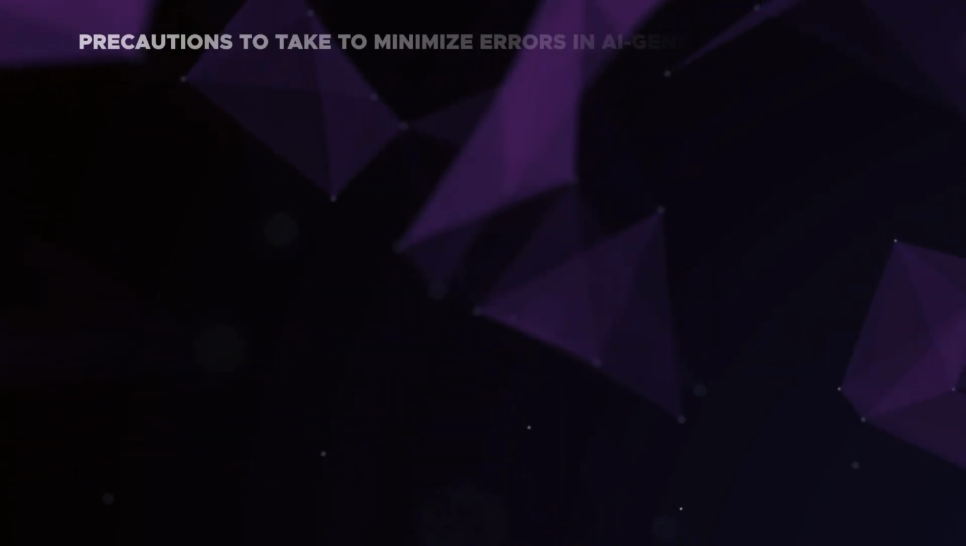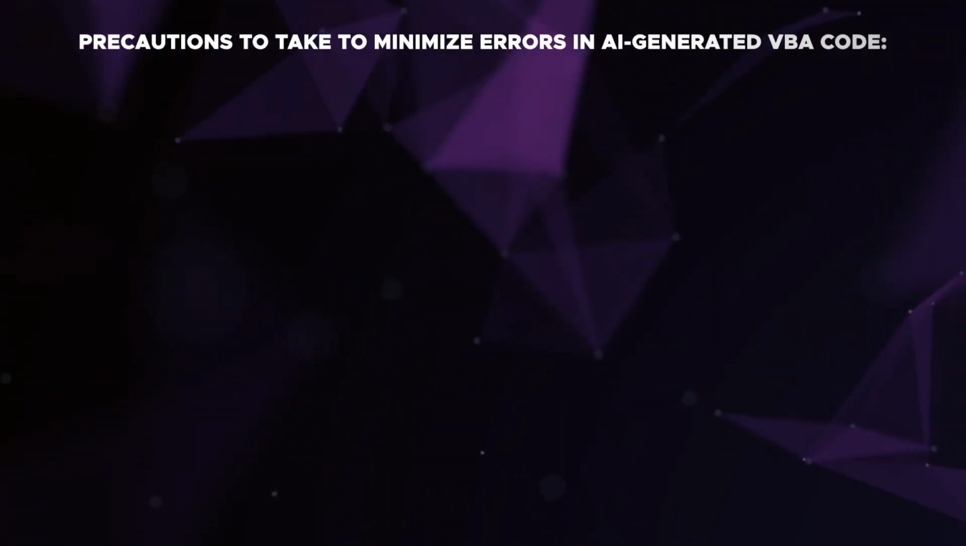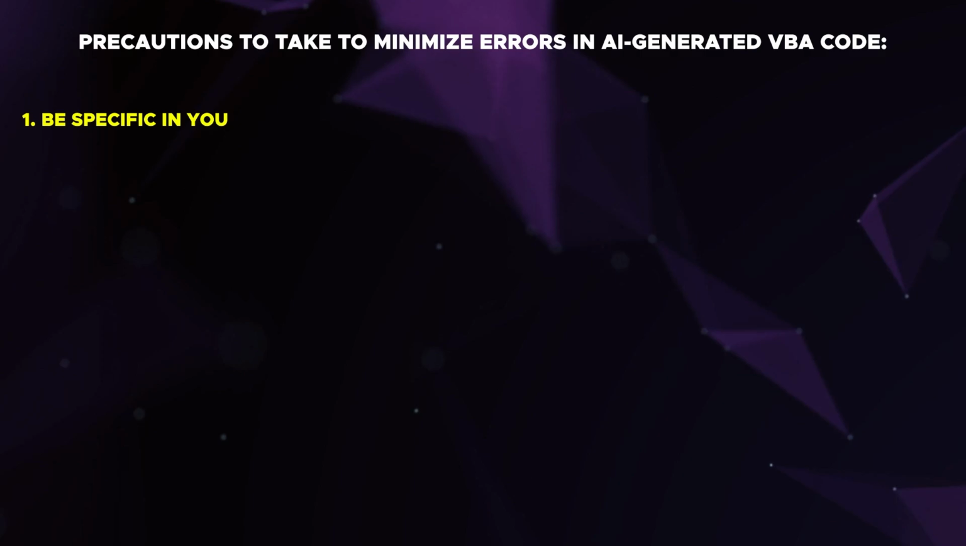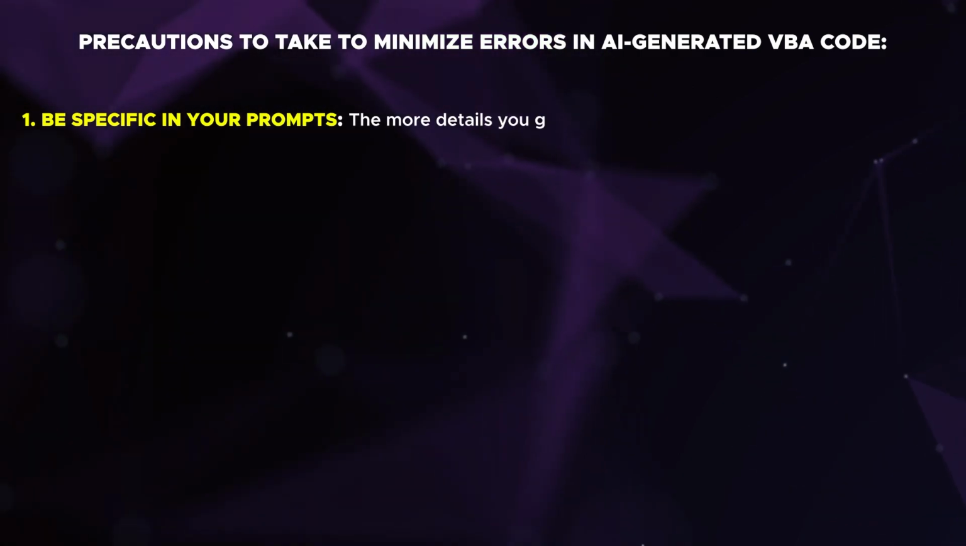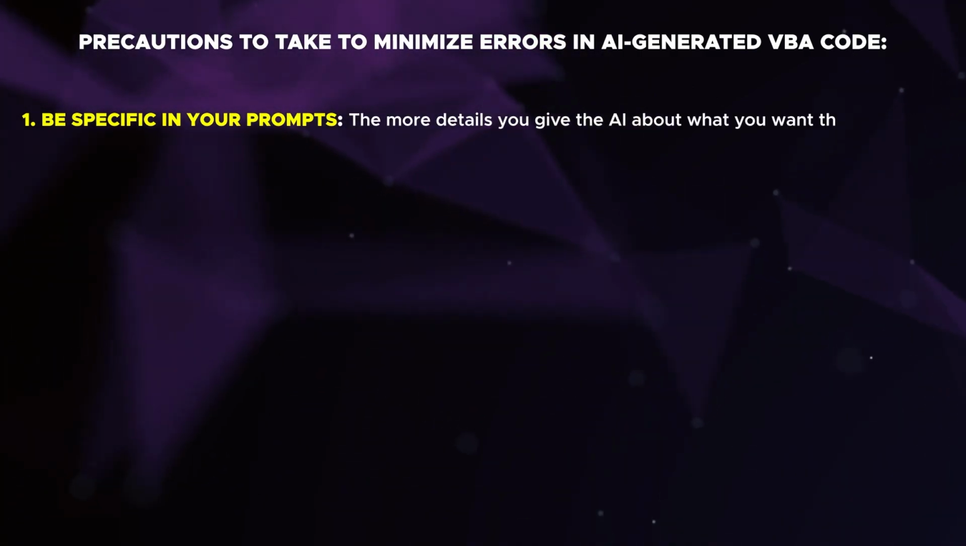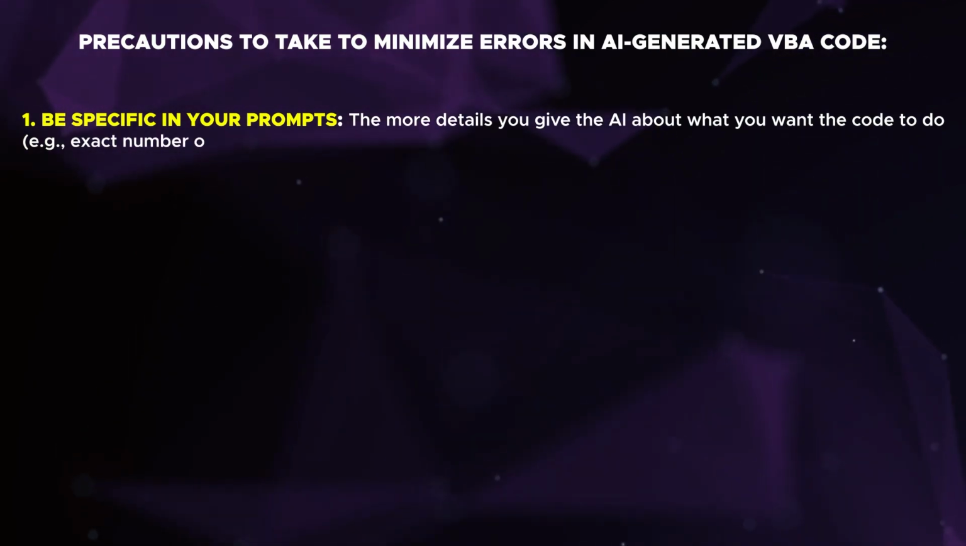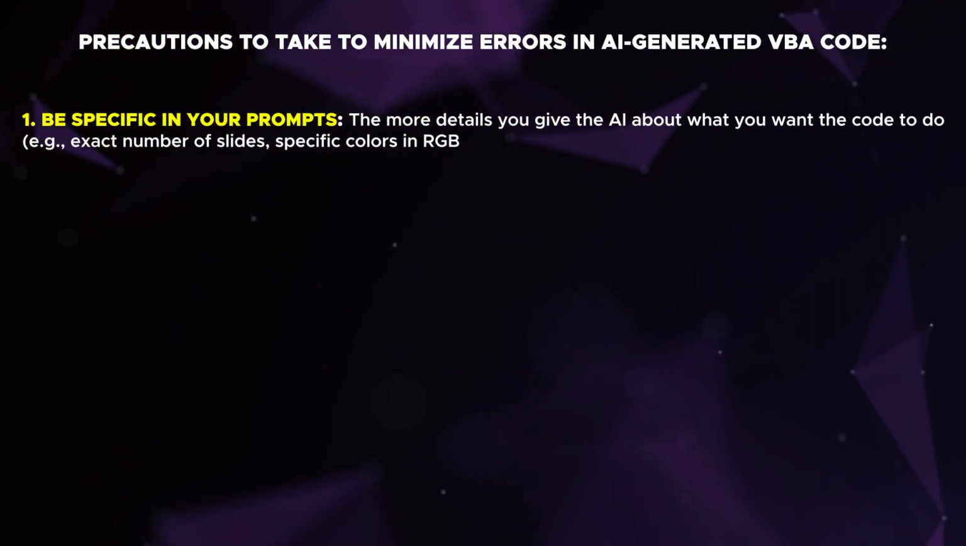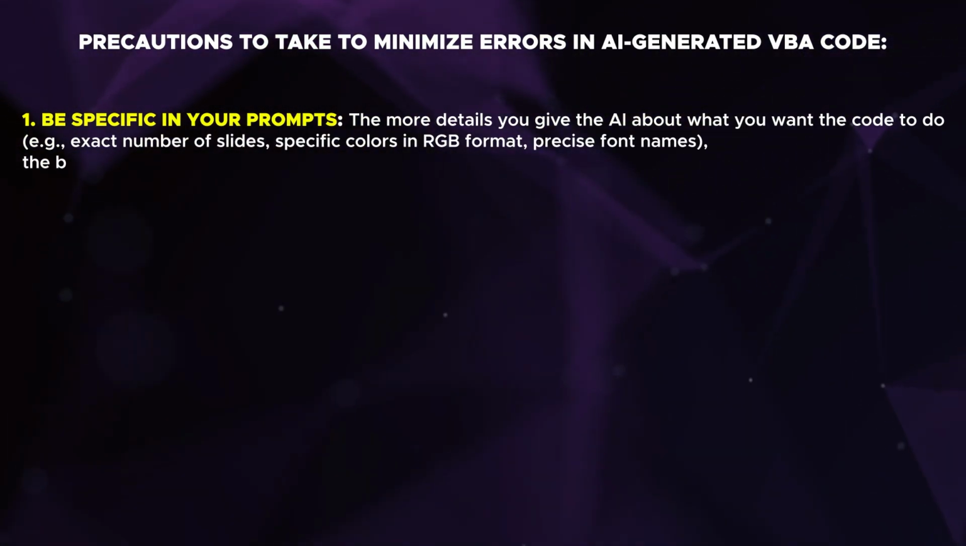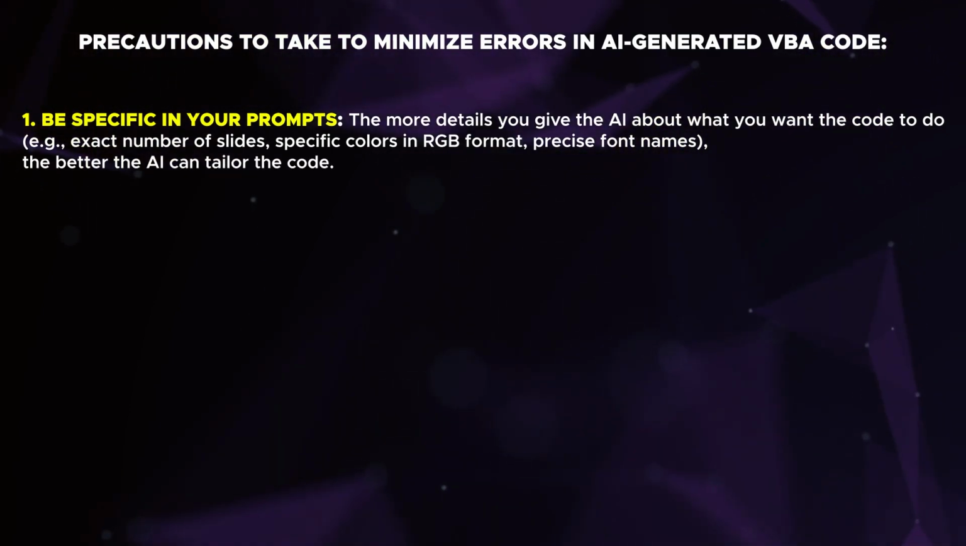Precautions to take to minimize errors in AI-generated VBA code. Be specific in your prompts. The more details you give the AI about what you want the code to do, for example, exact number of slides, specific colors and RGB format, precise font names, the better the AI can tailor the code.